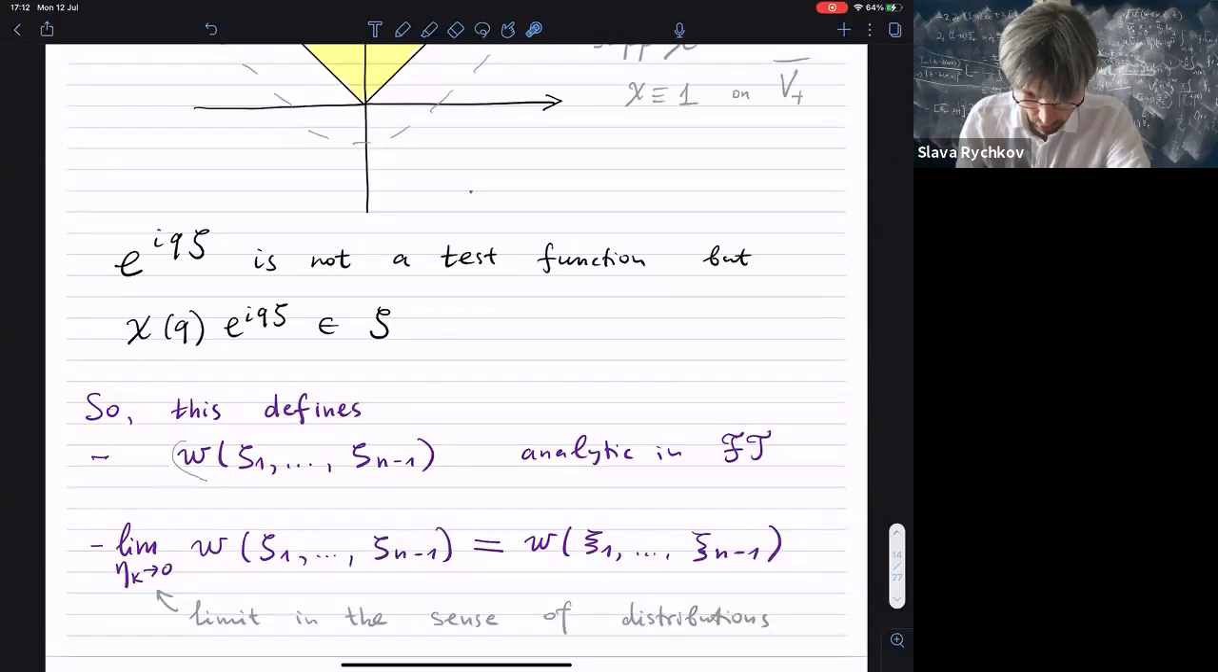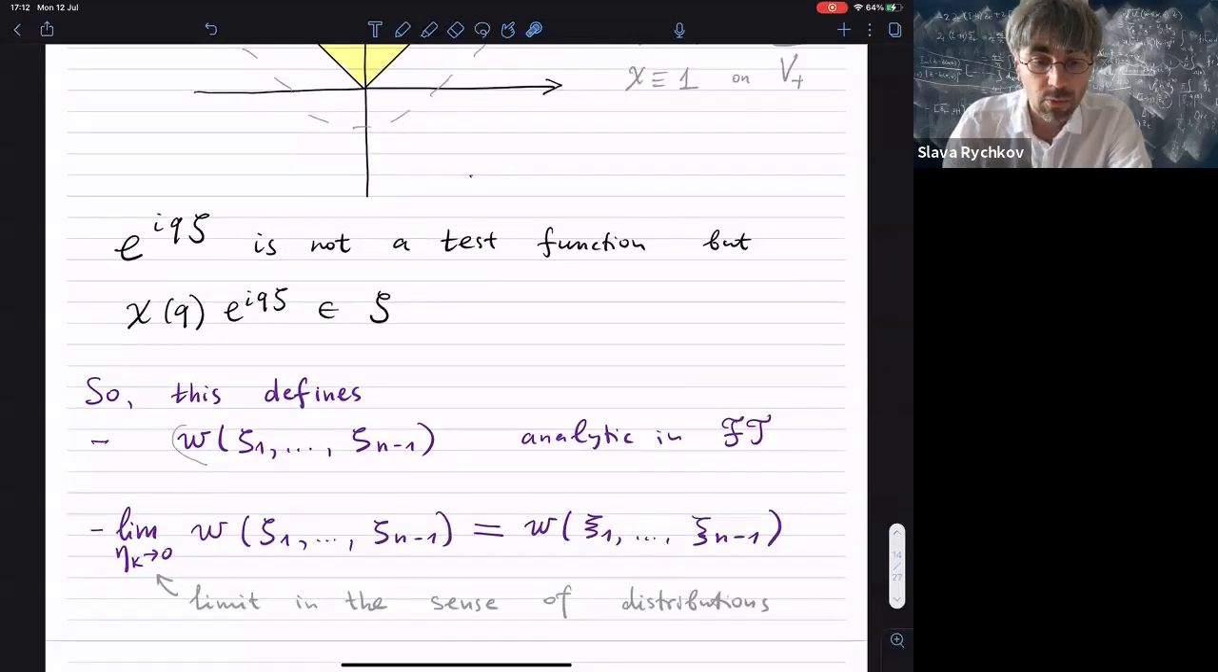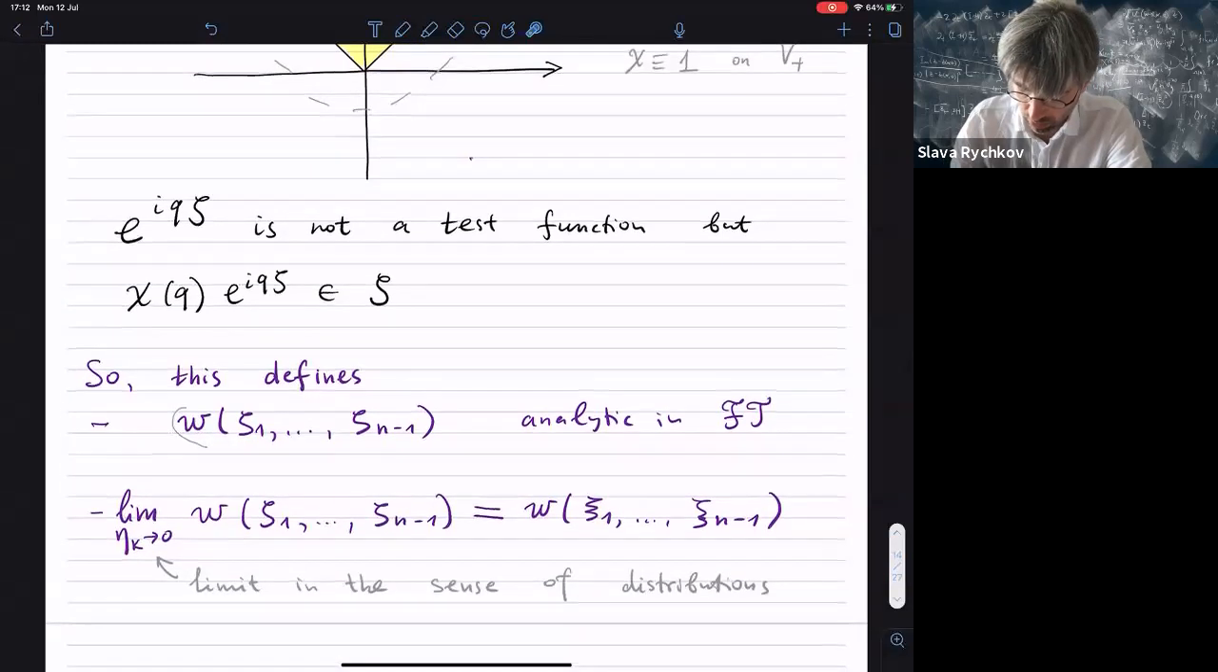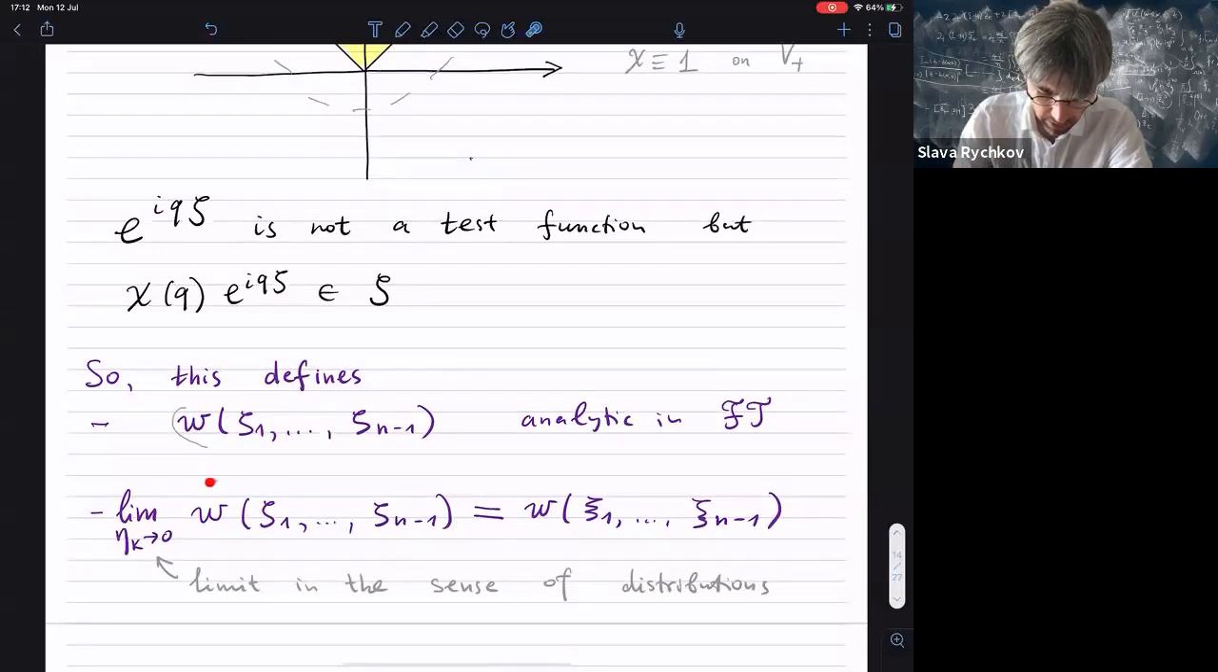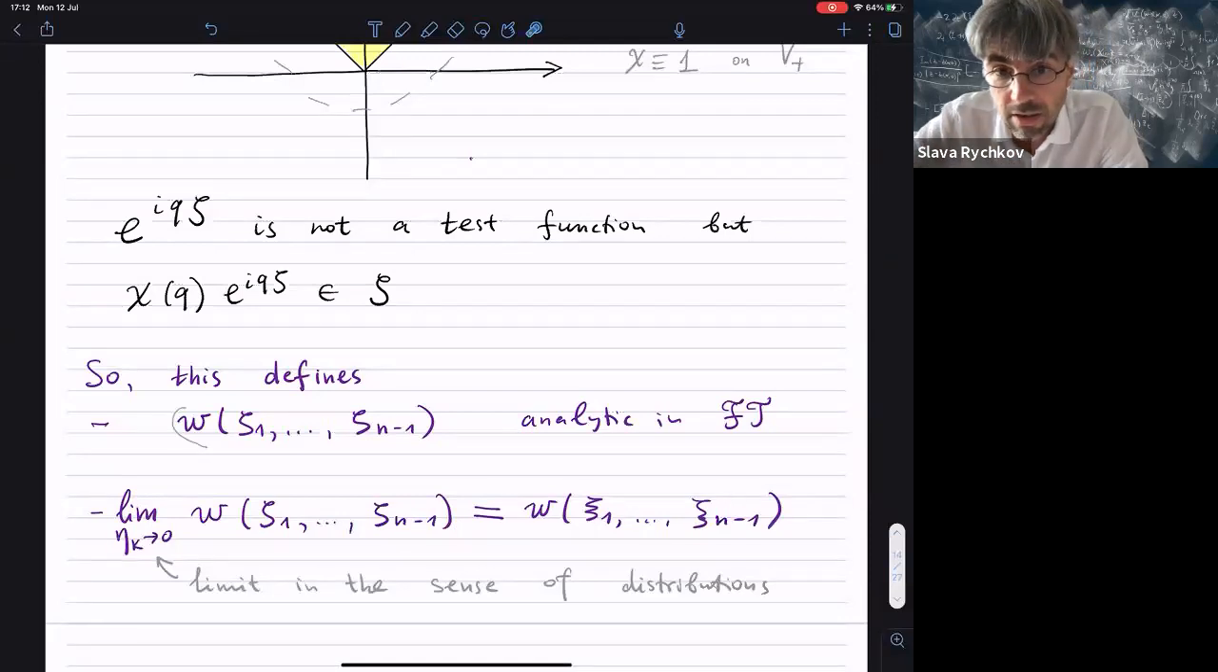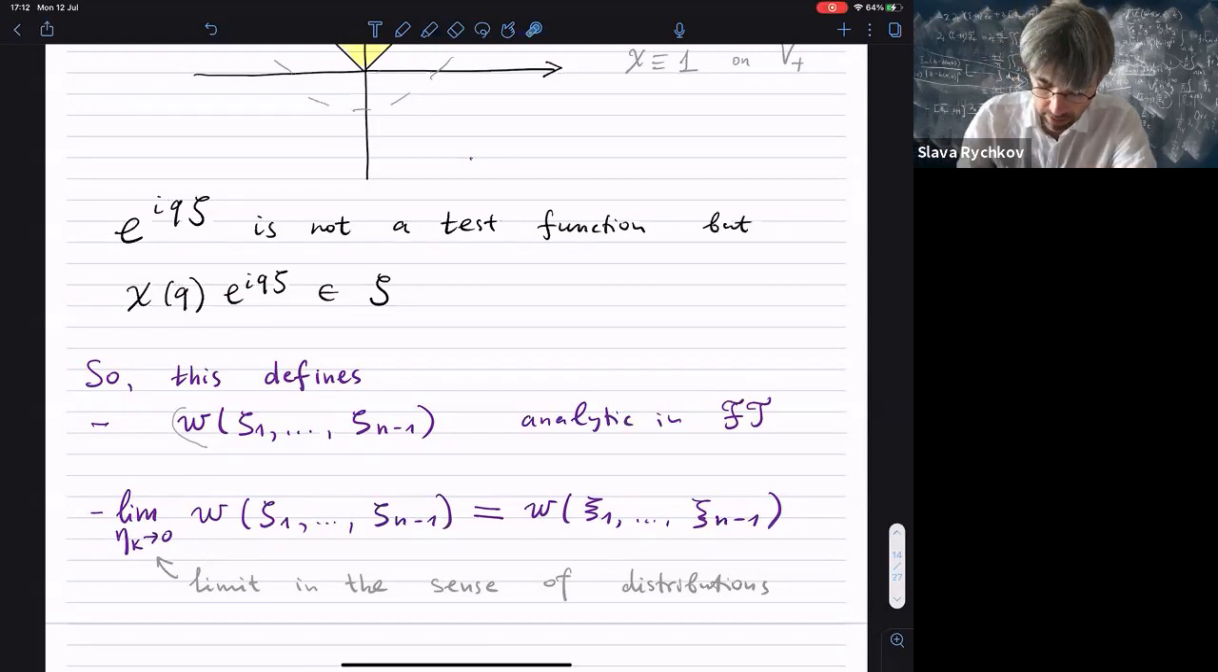It also has a second property, which is not hard to show, but the proof is in the notes and I'm not going to show it here. If we take this function of zetas and take the limit as the imaginary parts of zetas go to zero while remaining inside the forward tube, inside the forward light cone, then this limit exists in the sense of distributions, and it gives us back the Wightman function.